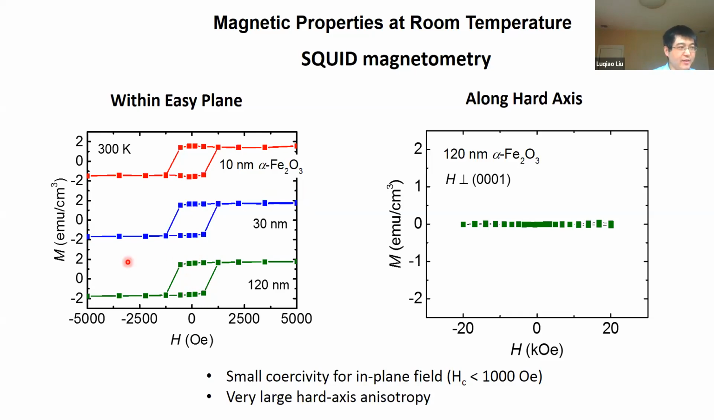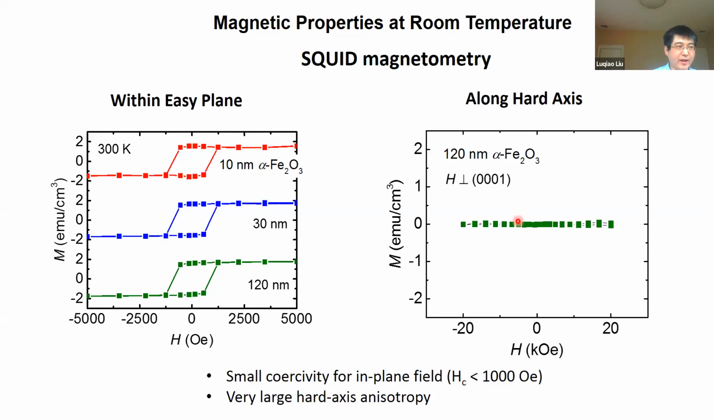As I said, the Ms is about 1 to 2 emu per cc, and the coercivity is below 1000 Oersted. That means it's a very soft material within the easy plane. Besides this in-plane measurement, we can also measure the MH curve out of plane, along the hard axis direction. But in this case, as you can see, there is basically no effect, so that means there is a very large hard axis anisotropy.